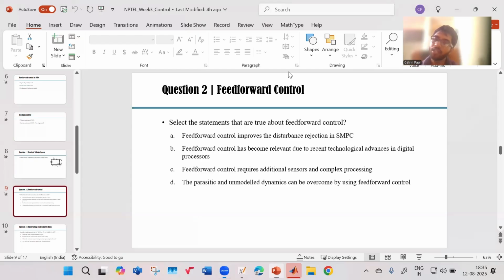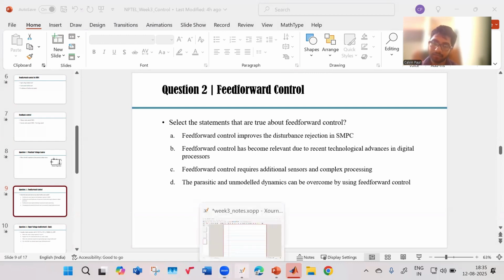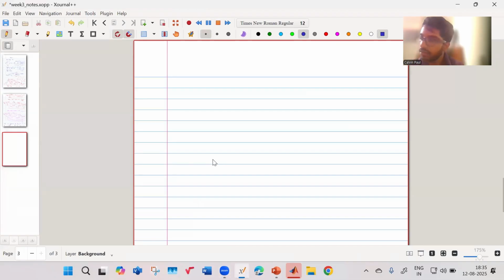One: feed forward control improves the disturbance rejection in switch mode power converters, which we saw, like I explained. Voltage mode control is affected a lot by input voltage disturbance, whereas current mode control is not that much affected. So they have something known as input voltage feed forward.